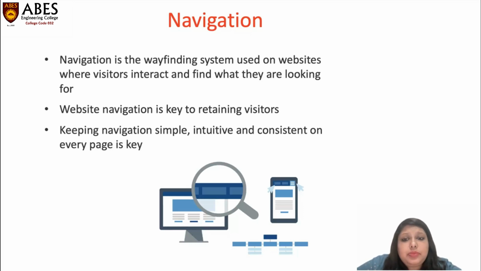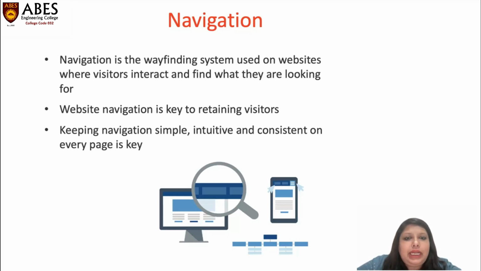So navigation is basically a wayfinding system which is used on websites where visitors interact and find what they are looking for. It's like if you are going on a website, supposedly you are going on Amazon, right? So on top of the website, you see all the options that are there. Clear? When you see all the options available, then you know where to go next, where to click.